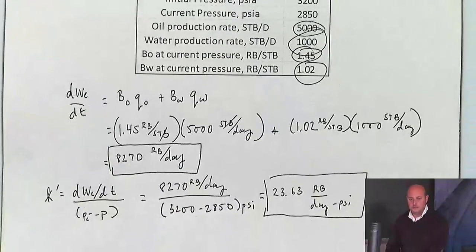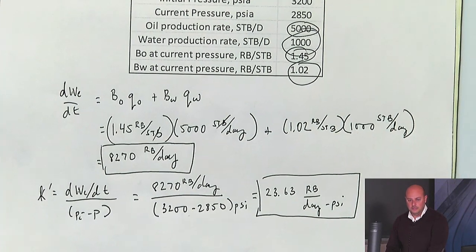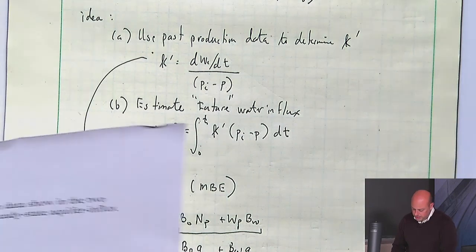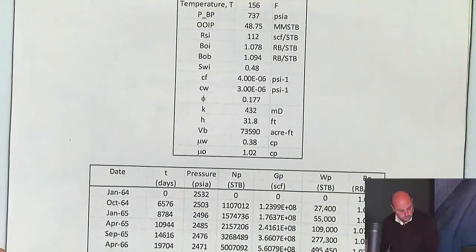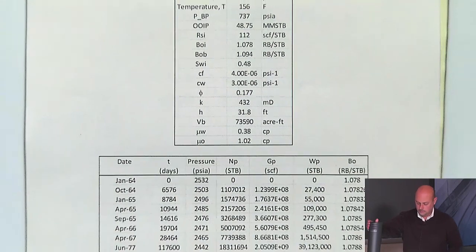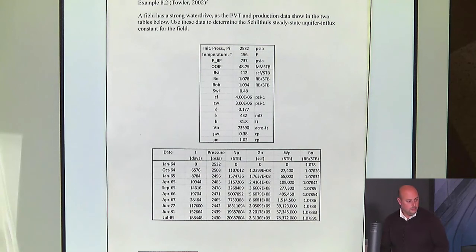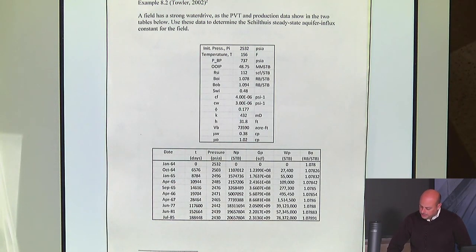And again, if you missed this, then feel free to go back and look at the video, and I encourage you to do this yourself. But I have another example, and this one is a little bit more challenging. This one says that a field has a strong water drive, as the PVT and production data show in the two tables below. So we've got some information about compressibilities and initial water saturation, porosity, permeability, and whatnot.